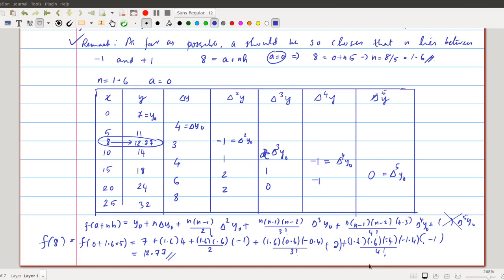In the next class we will discuss more. There are a number of illustrative examples, 5 or 6, given in the textbook, so please go through them, and in the next class we will discuss 22.8, the Lagrange's formula for unequal intervals. So this is the interpolation formula for equal intervals. 0, 5, 8, 10, 15 are equal intervals. So in the next class we will discuss some formulas for unequal intervals.